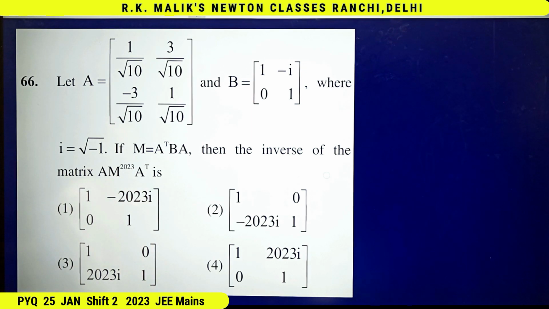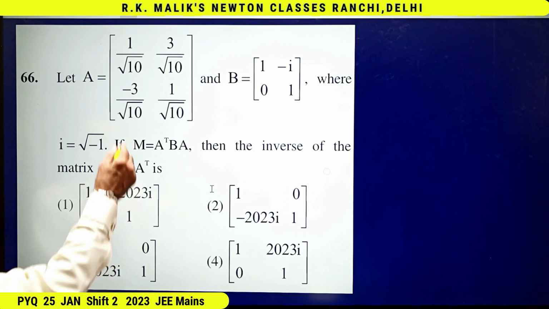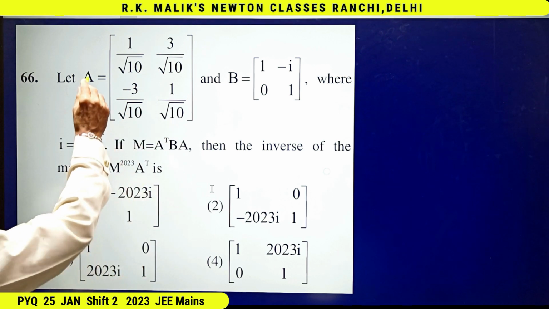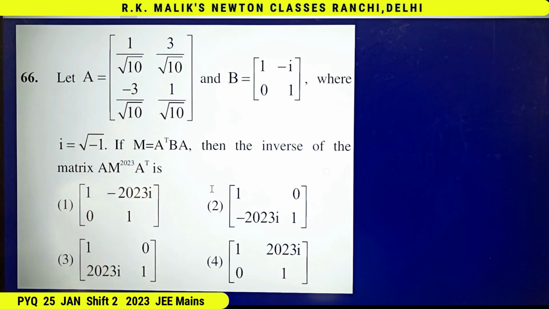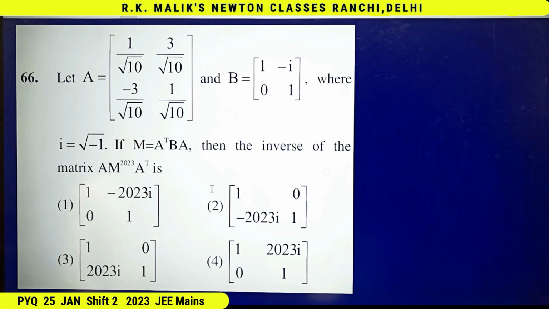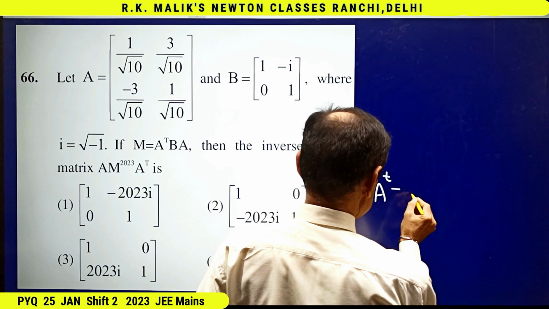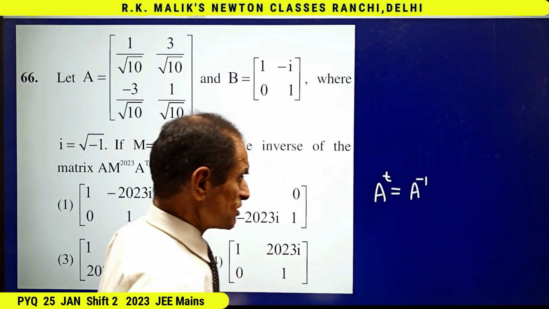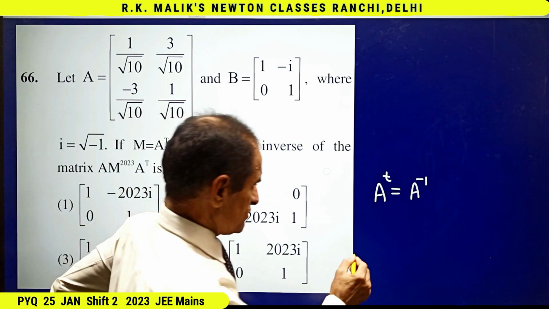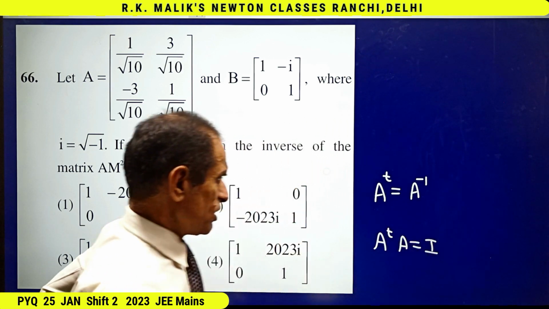In this matrix A, a point to be noted is, you can see very easily this into this plus this into this is 0. This into this plus this into this is also 0. And the value of the determinant of this matrix is 1. In such a matrix, remember that A transpose is equal to A inverse, and such a matrix is called an orthogonal matrix. Hence, in this matrix, A transpose into A will be equal to I.